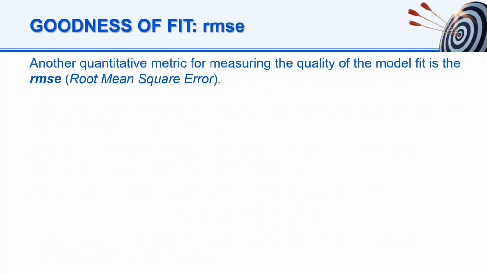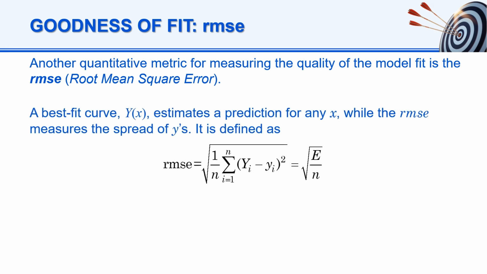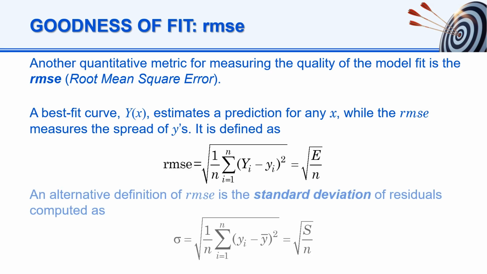Another quantitative metric for measuring the quality of the model fit is the RMSE, which stands for the root mean square error. A best fit curve, y(x), estimates a prediction for any x, while the RMSE measures the spread of y's. It is defined as follows. An alternative definition of our RMSE is the standard deviation of residuals computed as follows.